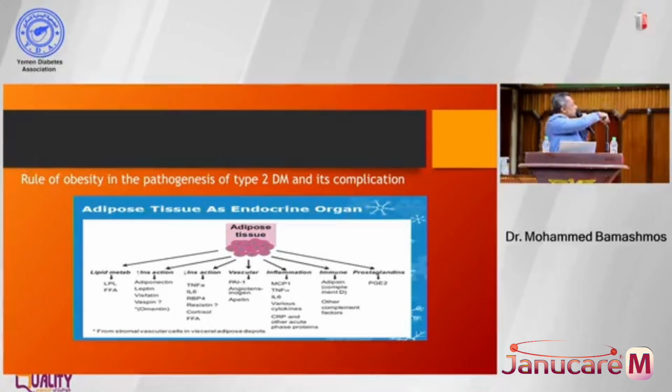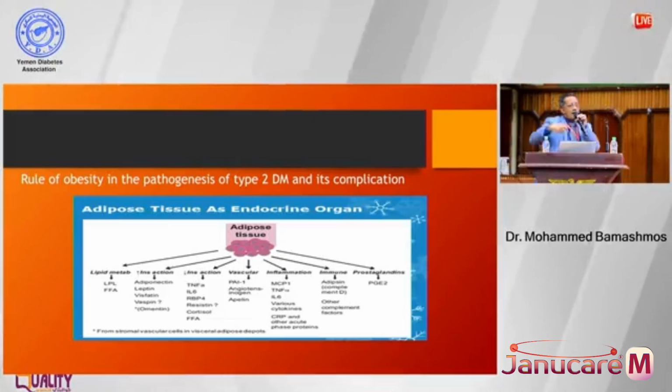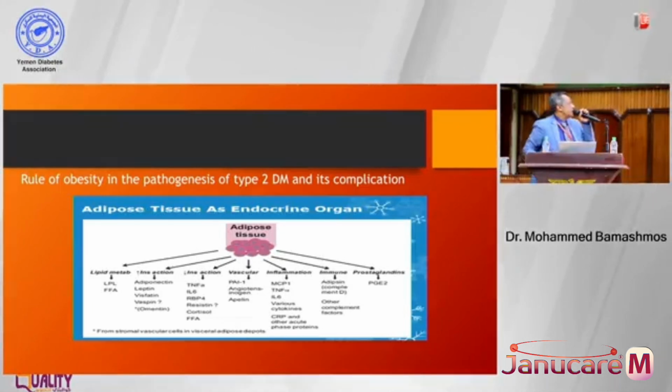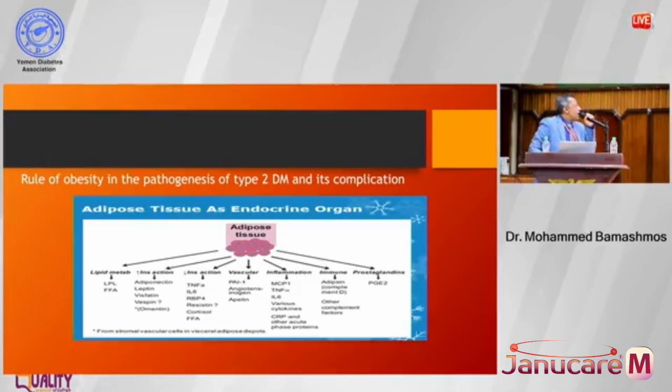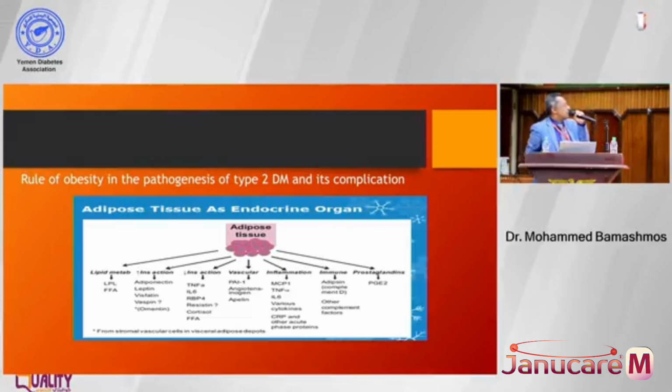Drugs which decrease insulin action: tumor necrosis factor alpha, interleukin 6, and resistin, cortisol, free fatty acid. Drugs which have a vascular effect, which causes endothelial dysfunction: the plasminogen activator inhibitor type 1, or angiotensinogen. Drugs enhance substances which have inflammation. Substances which enhance immune response and prostaglandin.